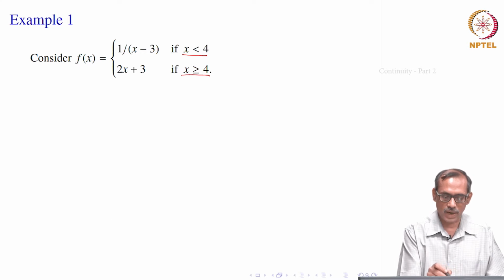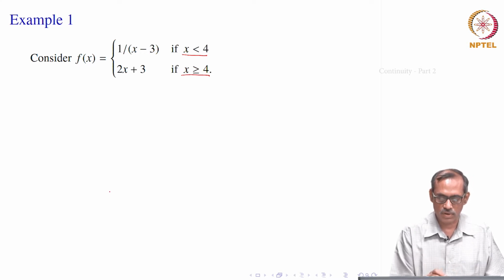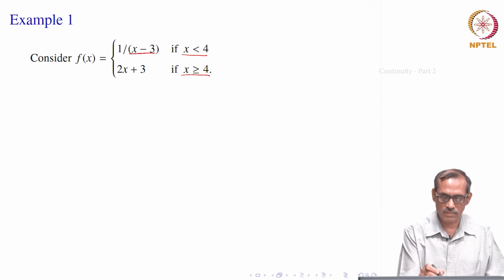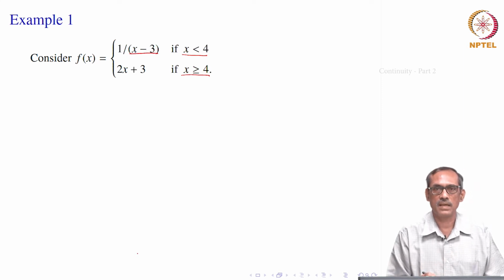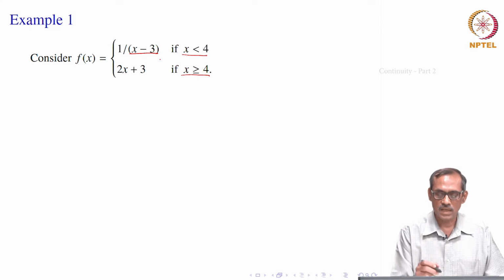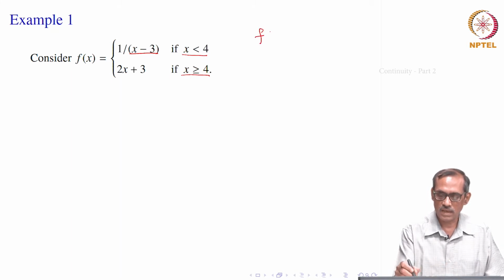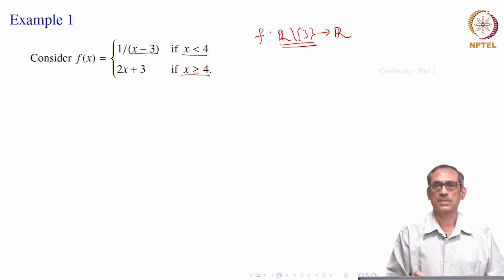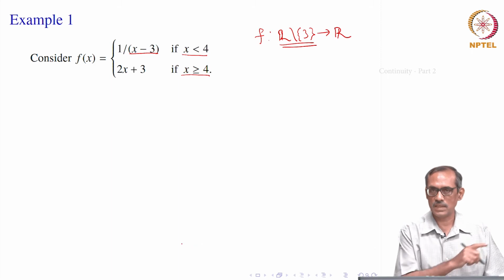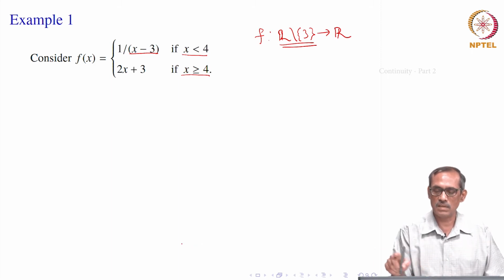So, f of x equals 1 divided by x minus 3 if x is less than 4. So, it says that at x equal to 3 the function is not defined, right. So, when you find the domain of this function, you have to exclude this 3. Now, for x greater than or equal to 4, it is 2x plus 3. So, it is well defined. So, that means this function is defined on R minus the point 3. This is the domain of the function, R minus 3, that is excluding the point 3. It is minus infinity to 3 union 3 to infinity, excluding that 3.